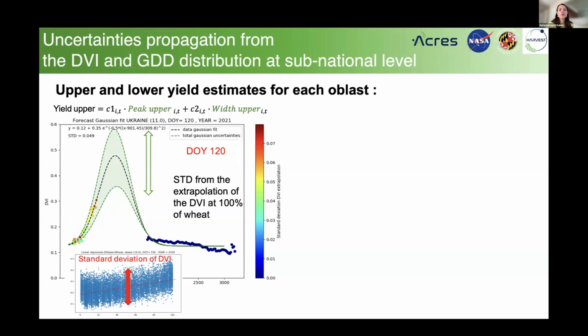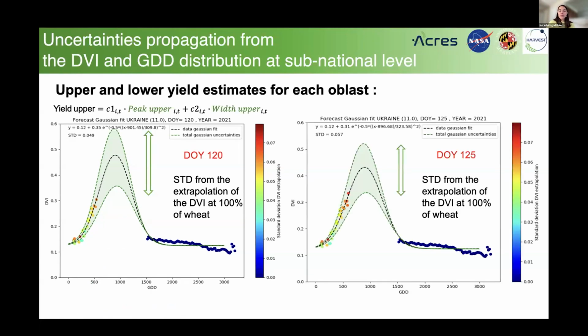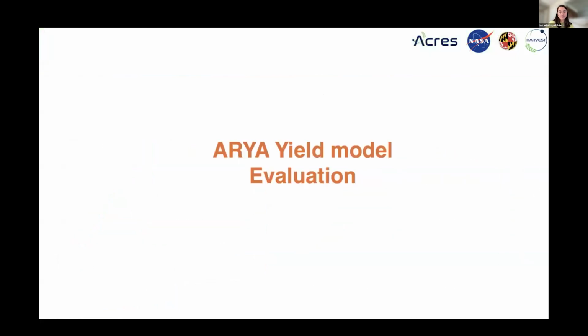We can get two new Gaussian fits with new predictors for the peak and the width, and that way we get three yield forecasts: the actual forecast, plus the upper and lower values. When we move from day of the year 120 to day of the year 125, you can see that the standard deviation decreases, and so the uncertainty decreases over time as we approach the peak of the growing season.